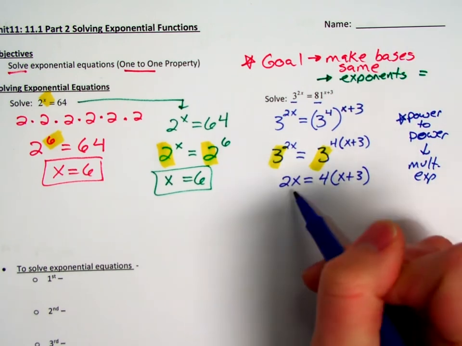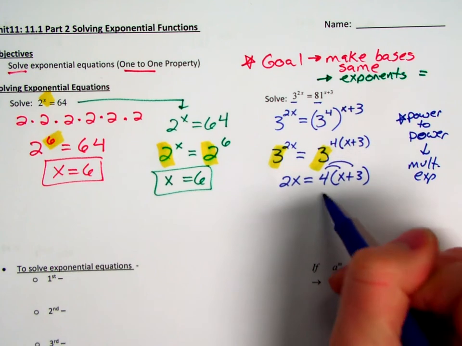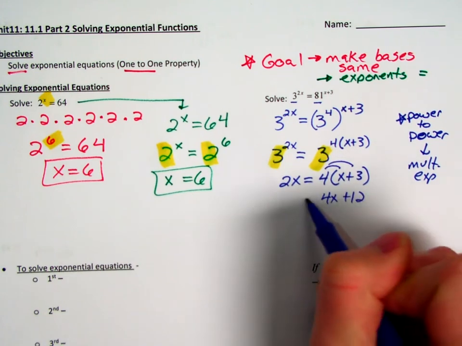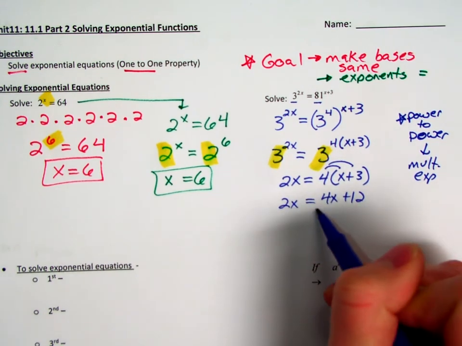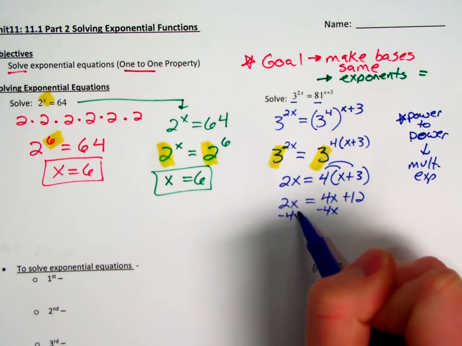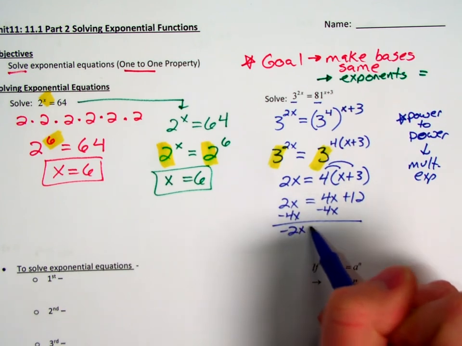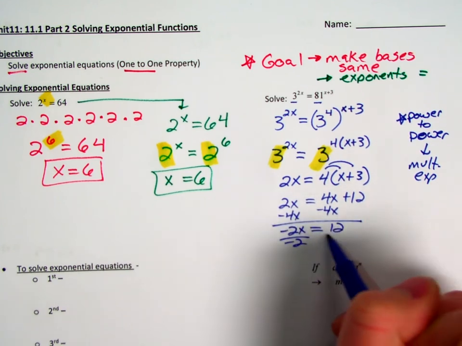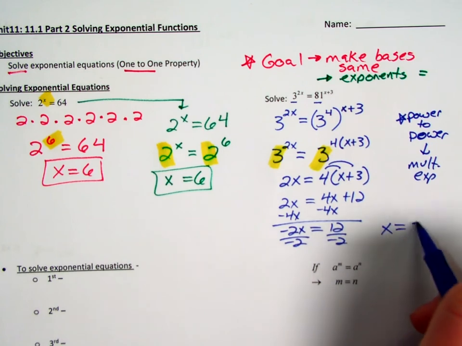So we can go ahead and now solve this equation. So we distribute in to get 4x plus 12 equals 2x. Subtract the 4x. So we would have negative 2x equals 12, divide by negative 2, and x equals negative 6.